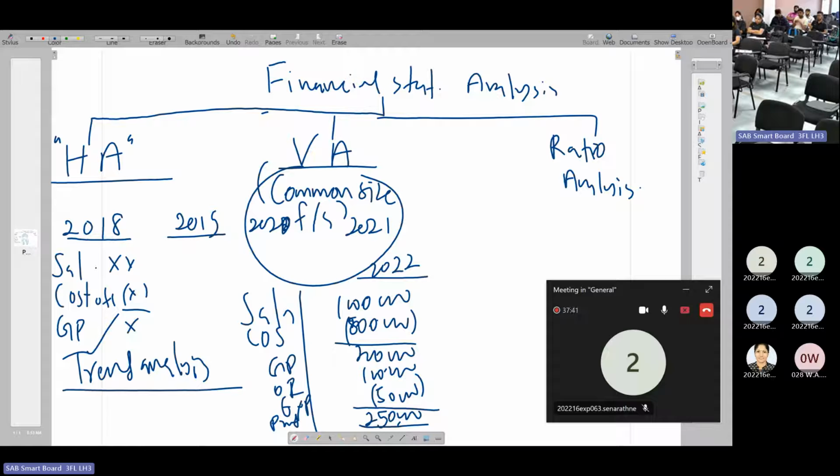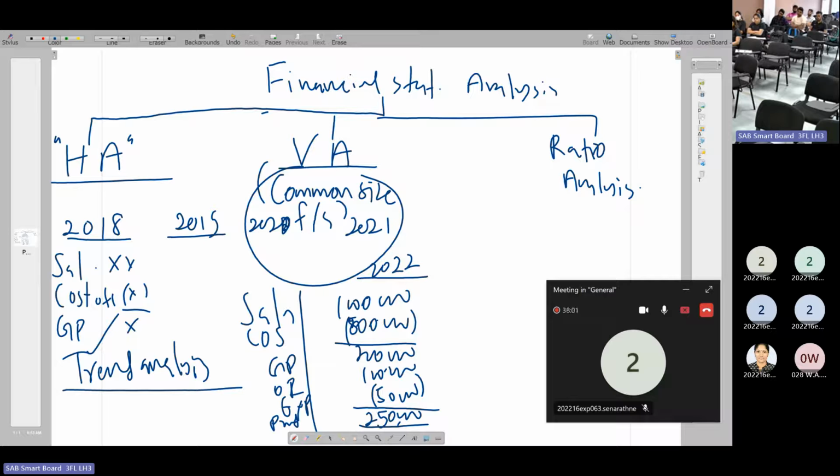Similarly, you can see statement of financial position, total non-current assets, land, building, inventories, debtors, cash and cash equivalent, total asset. Likewise, you can have figures. Now, what do you mean by vertical analysis?